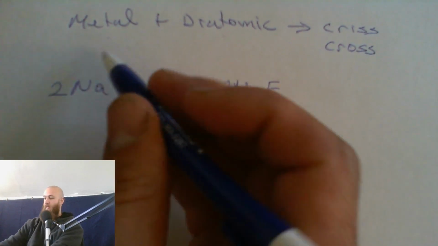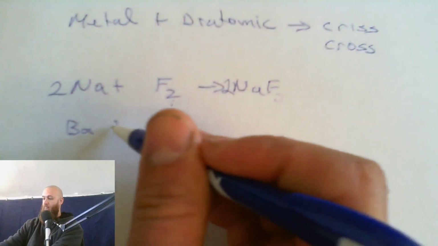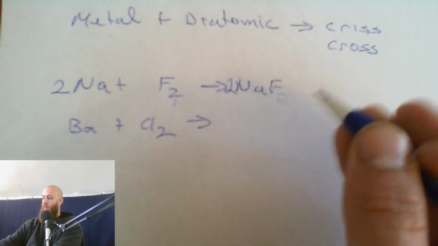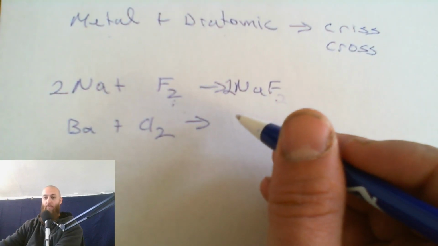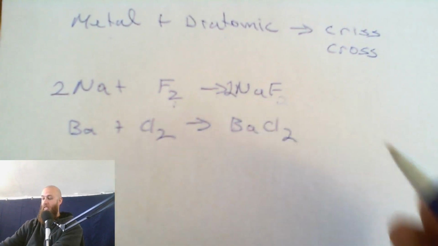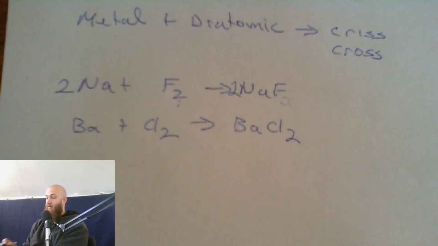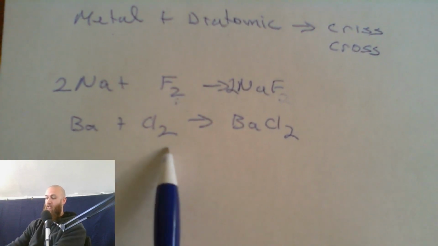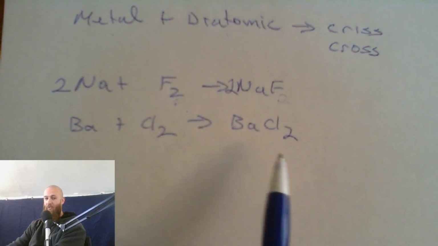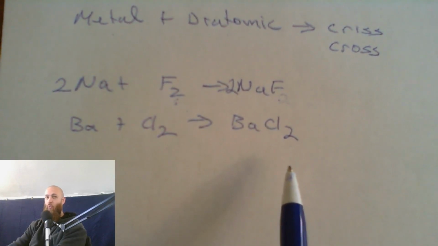Let's do another one. Let's say I had barium plus chlorine. Do the crisscross. Barium should be a +2. Chlorine's a -1. So you should get this. Now, let's go back. Let's try and analyze this a little further. This 2 is here because of the diatomic. This 2 is here because of the crisscross. These 2 2s have nothing to do with each other, and it's just a coincidence.